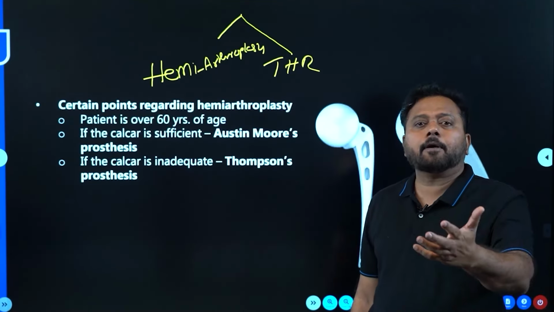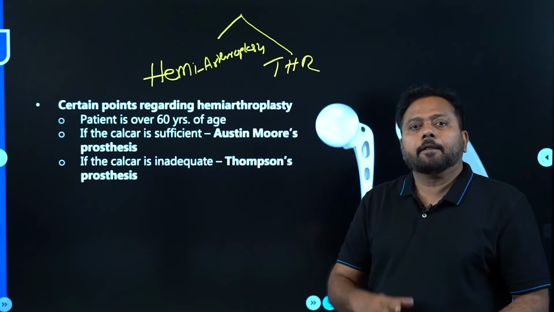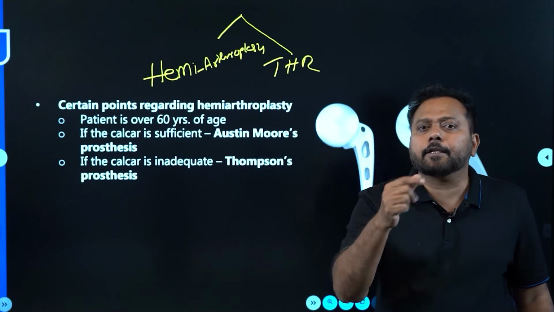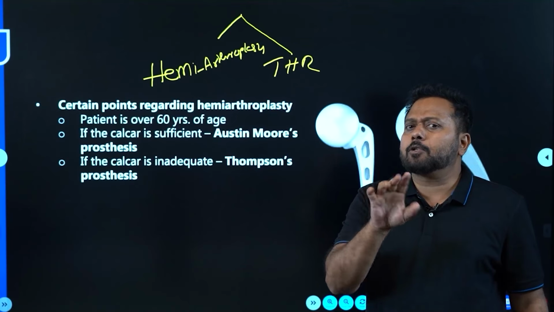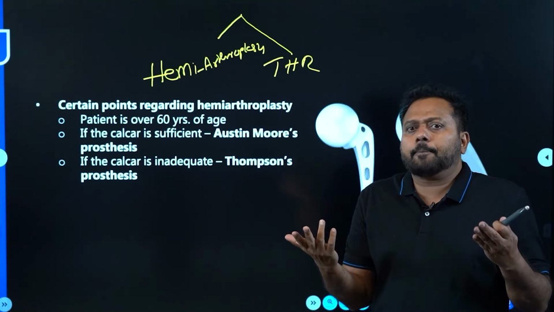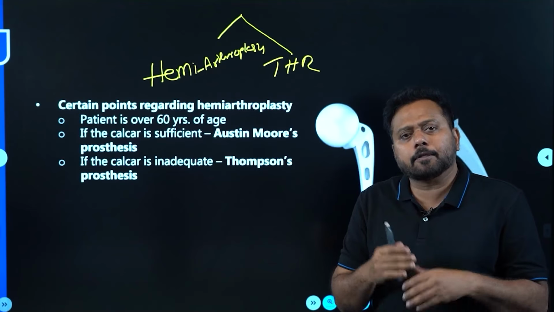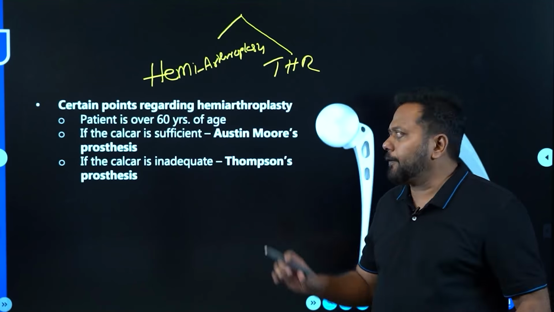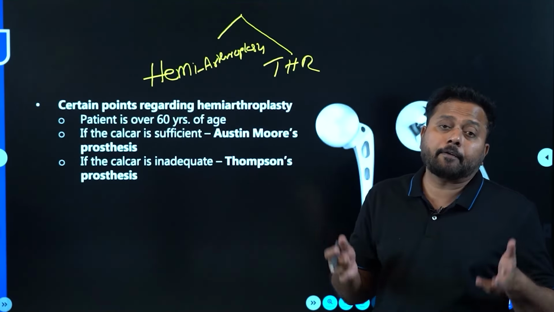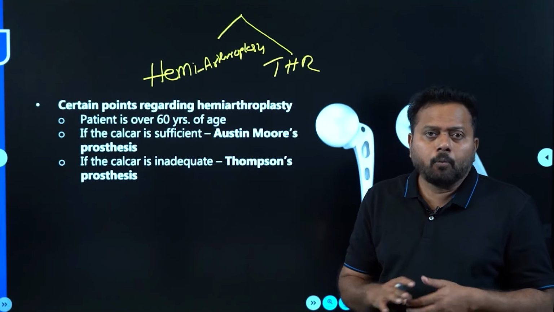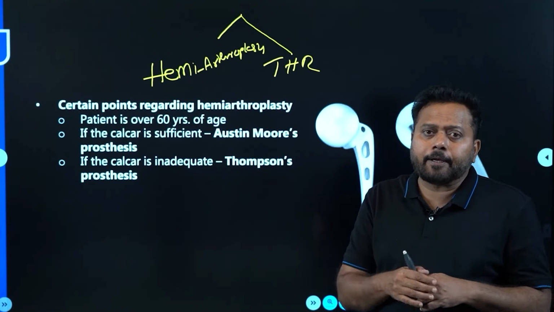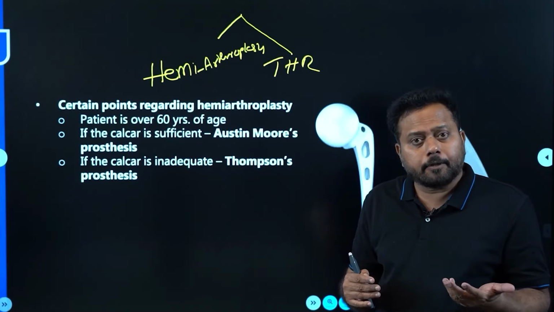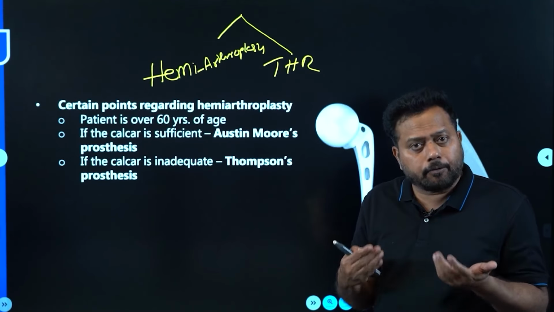So the main factor in deciding between hemiarthroplasty and total hip replacement is the status of the acetabulum. If the acetabulum is also damaged, there is no other option; I should go for total hip replacement. Think about it, guys: the acetabulum can be damaged in two situations. One, along with the fracture neck of femur, the patient has developed a fracture of the acetabulum also. Otherwise, the other way an acetabulum can get affected is by degenerative changes, that is, osteoarthritis.